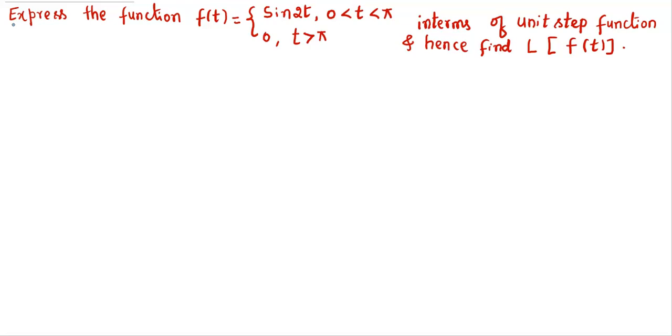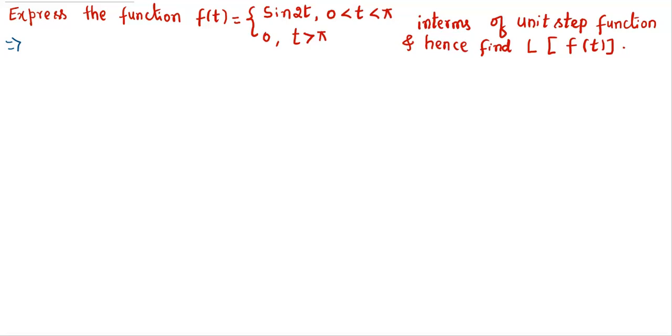In this video, we are going to discuss a problem based on unit step function to find out the Laplace transform. Here, the function of t is given as sine 2t from 0 to pi. The t interval is 0 to pi. When t is greater than pi, the function of t is 0. Firstly, we have to write the given function in terms of unit step function.